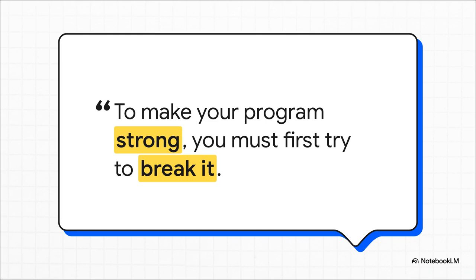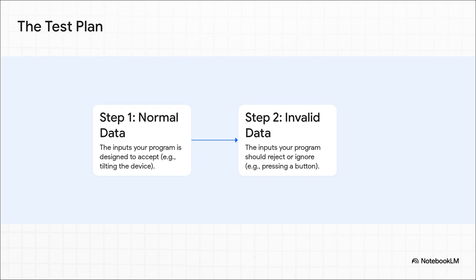A really great developer doesn't just check if their code works, they actively try to find ways to make it fail. Every single bug you hunt down and fix just makes your game that much stronger and better for the people who will play it. So, how do you actually do this?